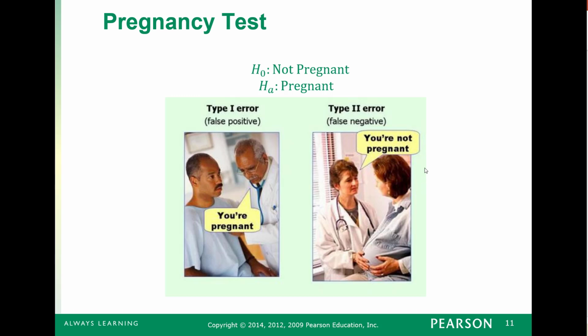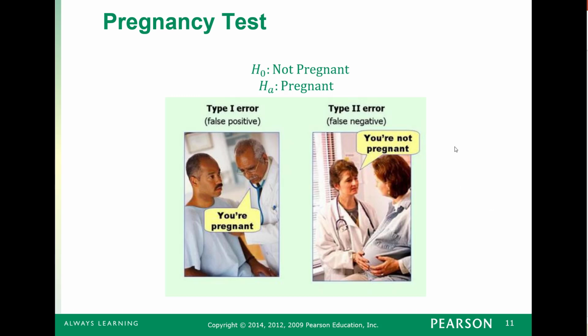And I like this image because it sticks in my brain when I'm thinking of which one's a type 1 and a type 2. So a type 1 error is when the pregnancy test comes back positive, saying that the person is pregnant when they're really not. And a type 2 error is what we called our false negative. The test comes back negative, saying the person's not pregnant when they really are.